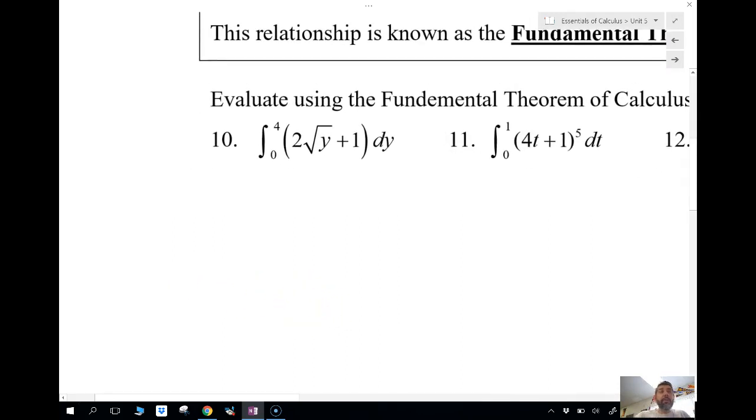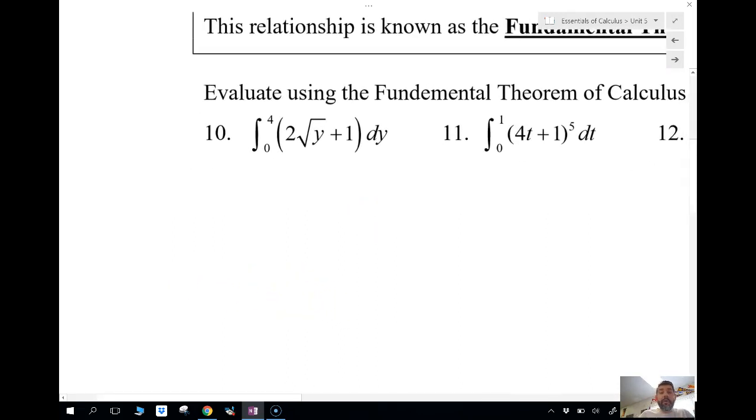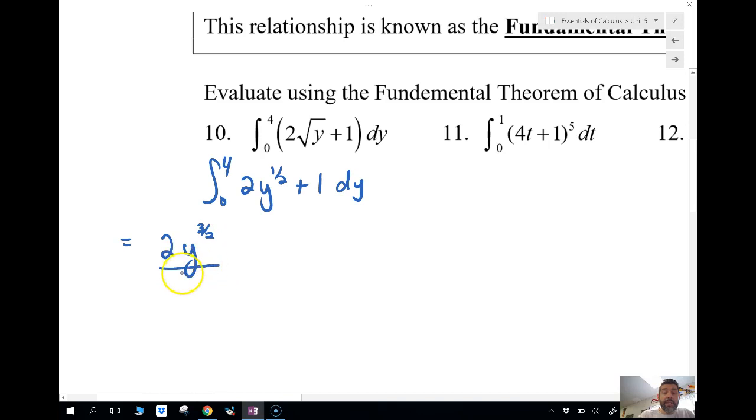All right. So here I have the integral from 0 to 4 of square root y plus 1. So the first thing I need to do is change this to y to the 1/2 dy. Now with these, you're not going to put a plus c. The way we're going to evaluate this is we're going to do the antiderivative. So 2y to the 3/2 divided by 3/2, right? Just the power rule, plus y.